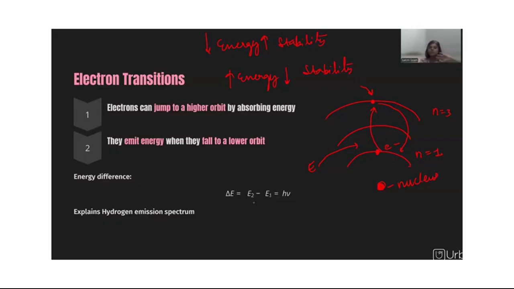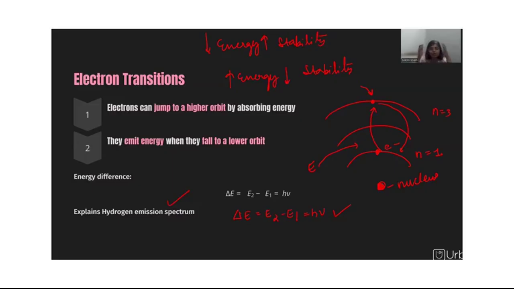This energy difference we can find out by delta E is equal to E2 minus E1. And we all know that energy is equal to h into nu, so delta E is equal to h into nu. Through this, Bohr explained the hydrogen emission spectrum. Now, hydrogen emission spectrum is a very big topic. If you want to learn it in detail, you can contact me through my Urban Pro profile.